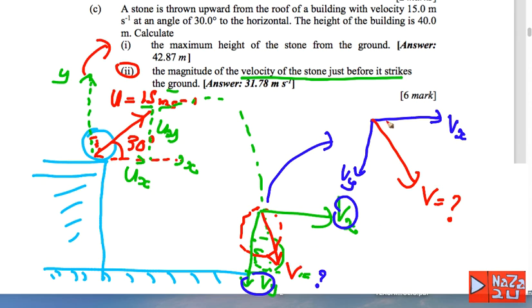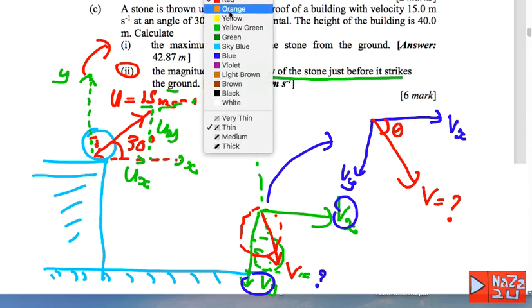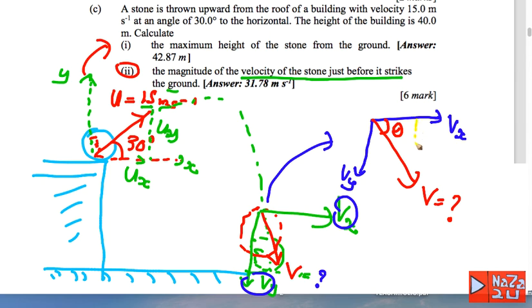So if you know the value of the angle, let's say theta, and you draw the triangle here, this is vx, this is 90 degrees, and this is vy. So vx is to the right and vy is downward. You can use the trigonometry we have already done in chapter 1, right? You have vy, you have vx, and you have the angle, so you can find the value of v using trigonometry.